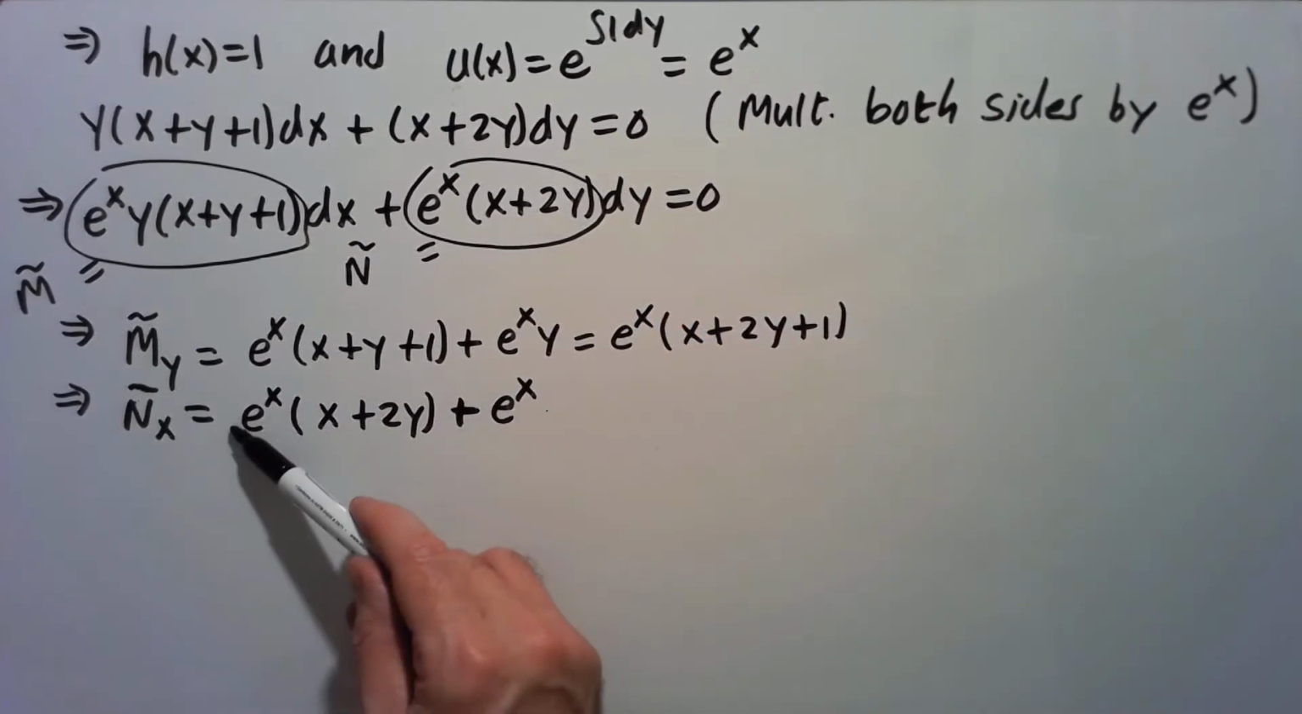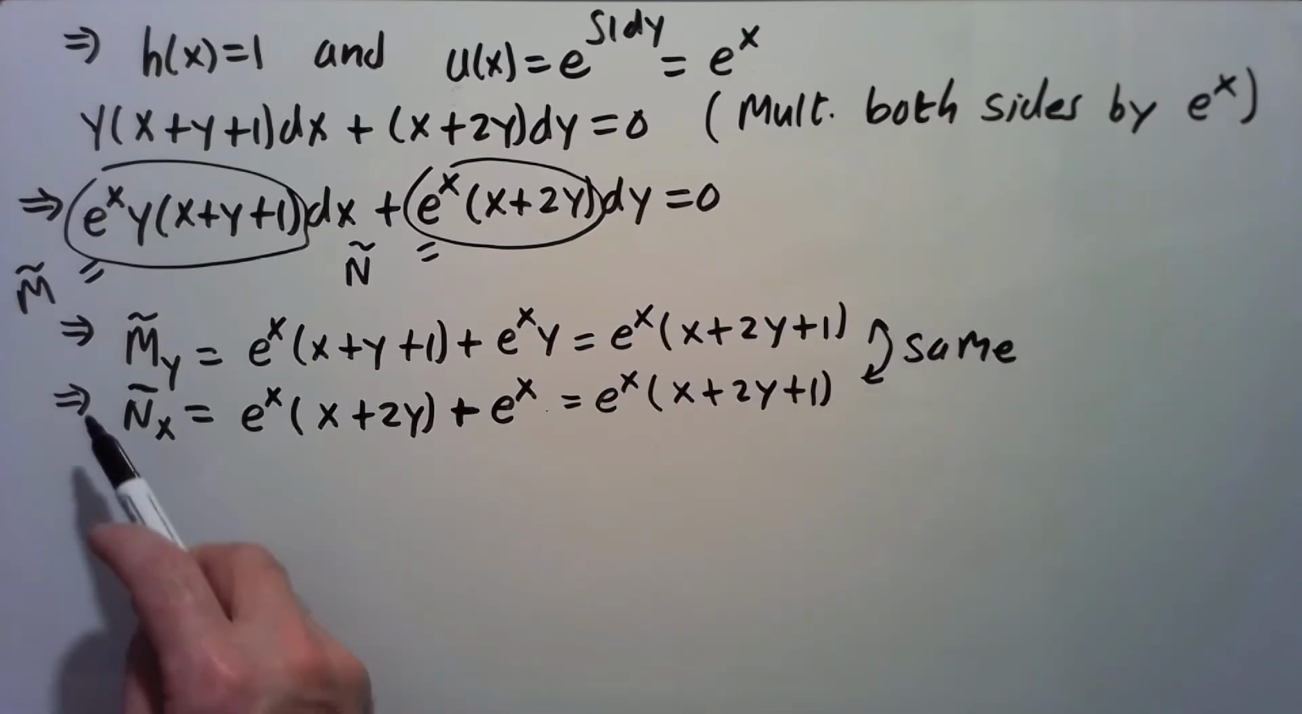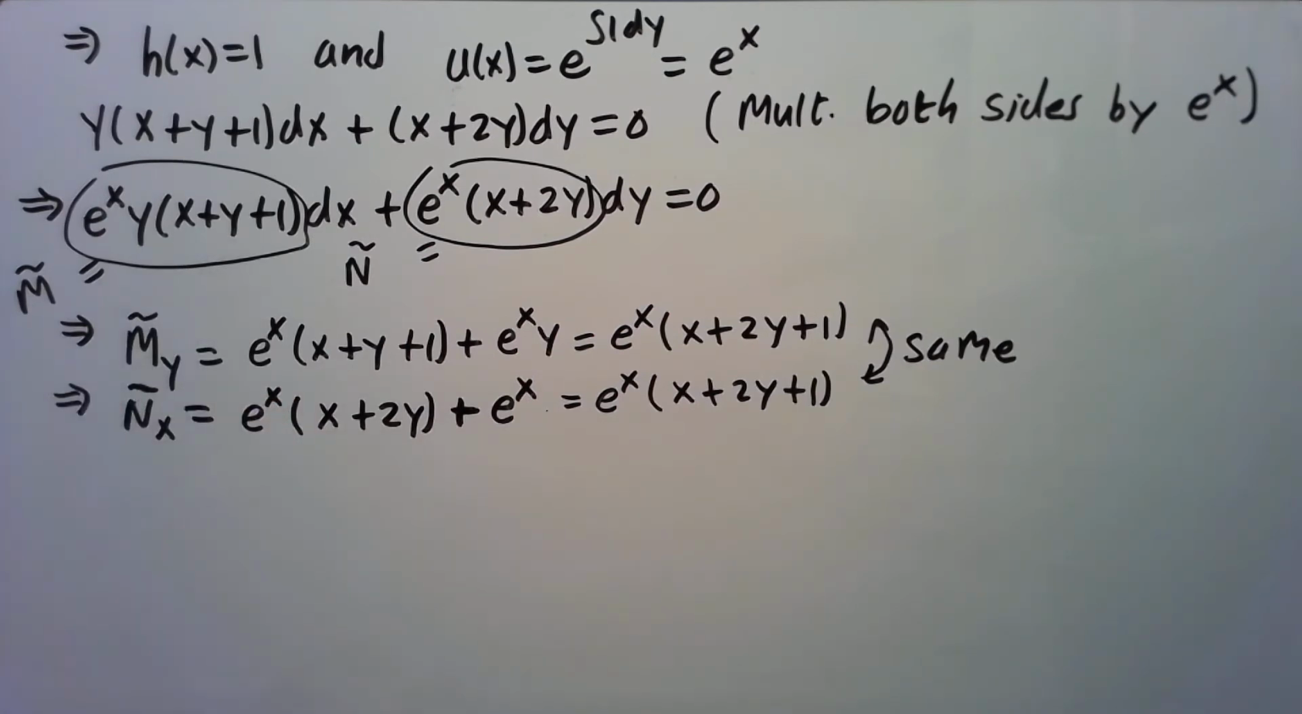Then I can factor the e out and then we'll get the following. Looks like we get the same answer. Yeah, we get the same answer. So therefore we've shown that this new differential equation is exact. So now let's use exactness to solve it. Okay, let's keep going.